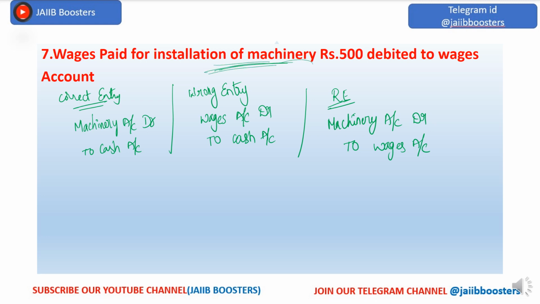So we have to debit the amount from machinery account to wages account. Wages paid means we are paying wages for that installation of machinery. So we are debiting from machinery account to wages account. We are paying that amount to the wages, to the persons who helped for the installation of that machinery. That's it for this question. Okay, let's move on to the next question.